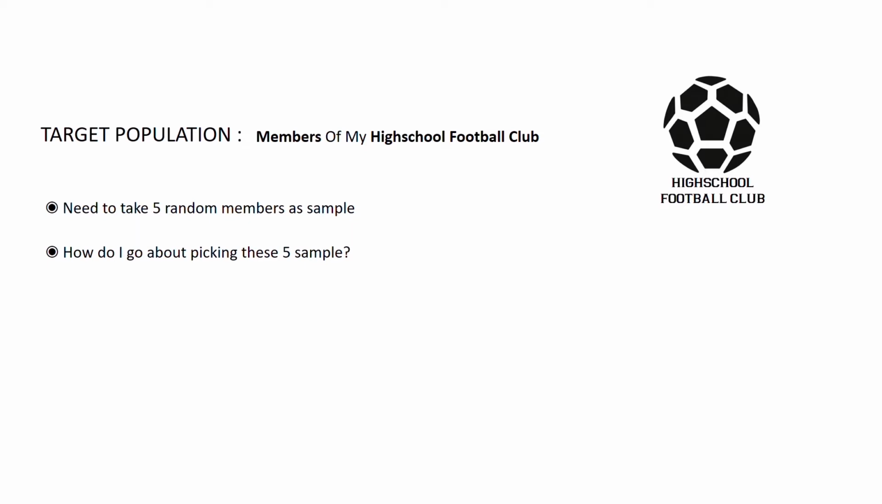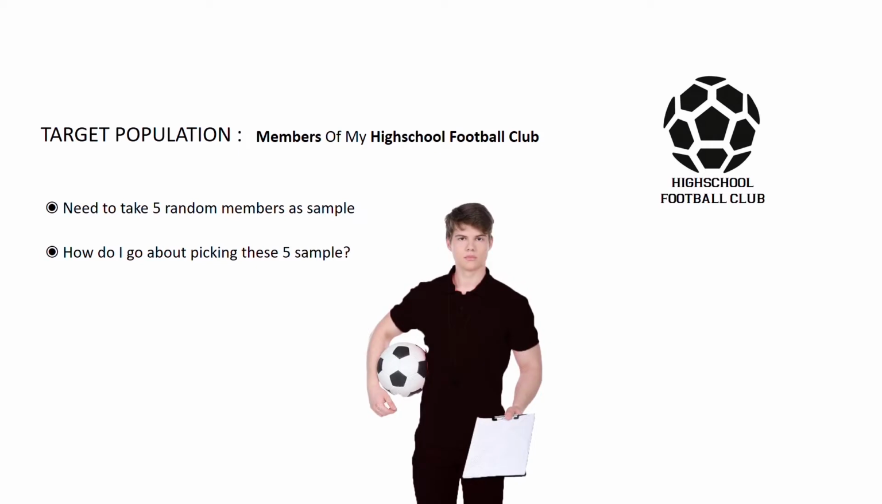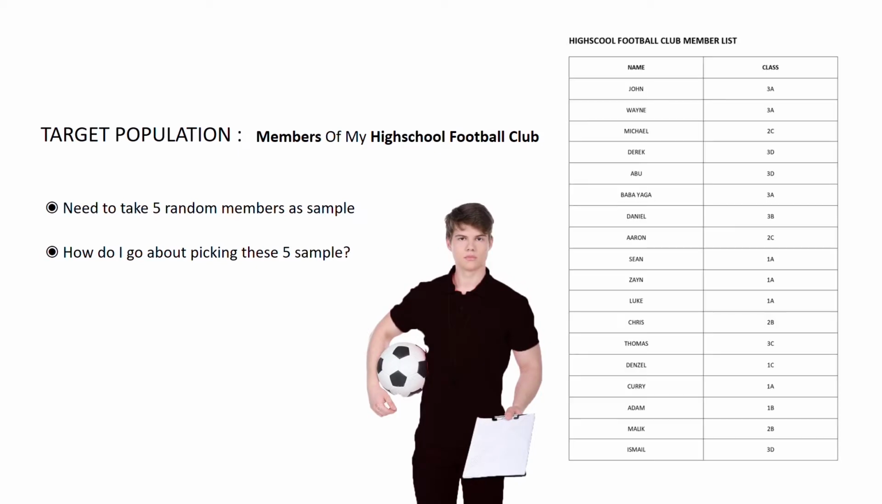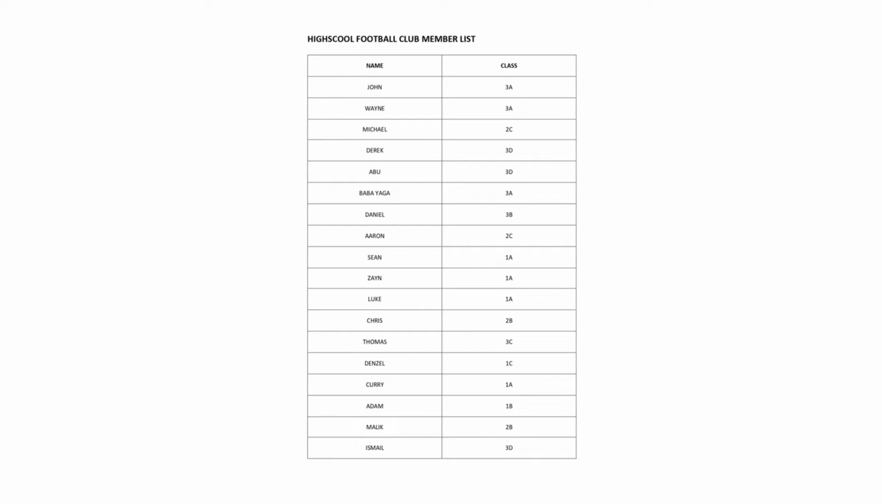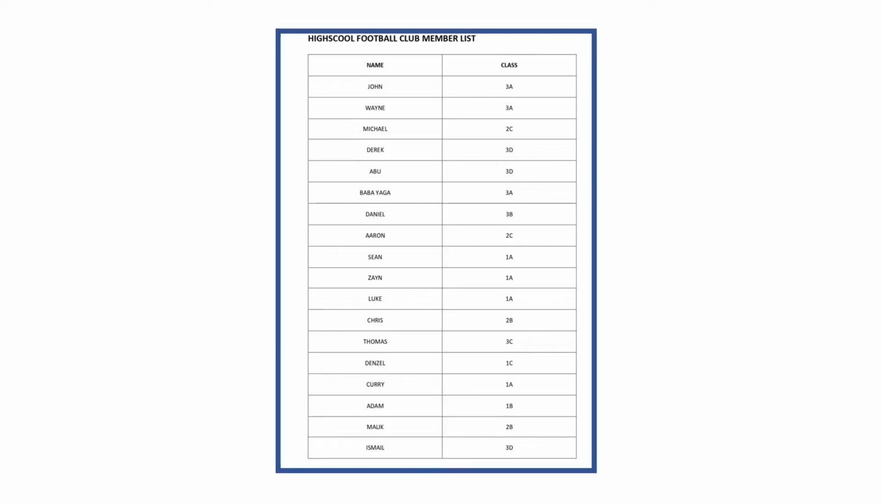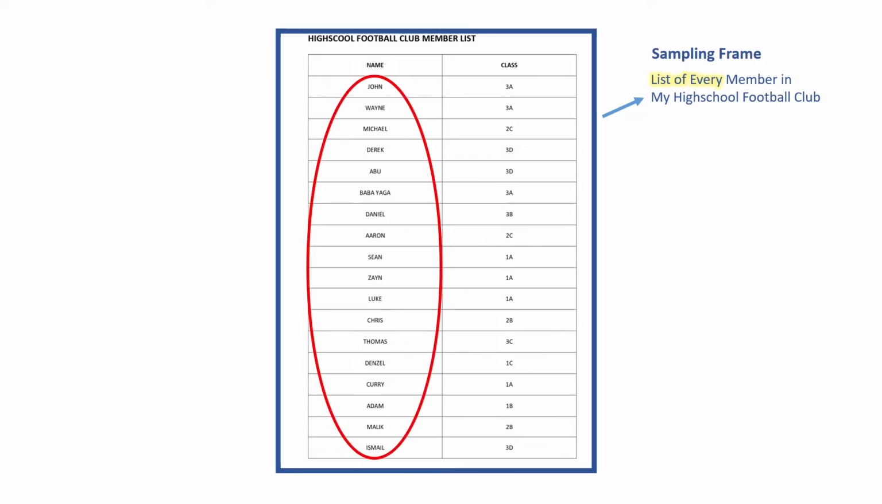So what I do is I go and see the club advisor. I talk to him about my study, and then he gives me a list of all the members in my club. This list has all the names of the members in the club and their respective class. And this list, the list of every member in my high school football club, is what we call my sampling frame for the study. And all the members in this list are my target population.